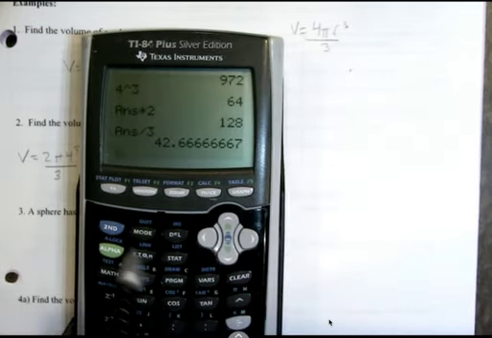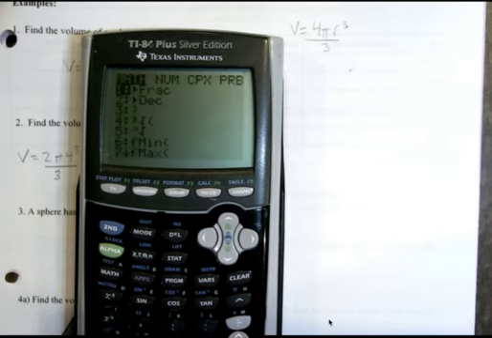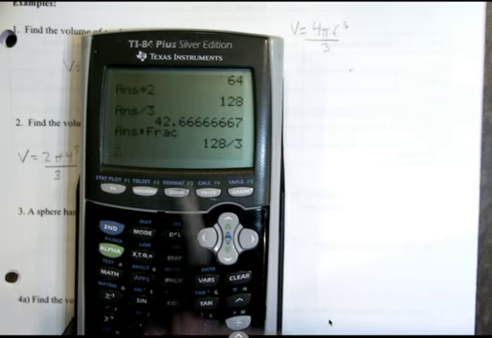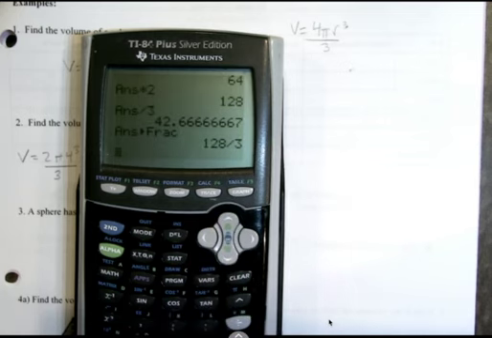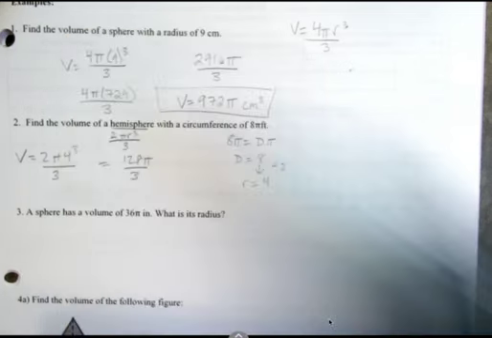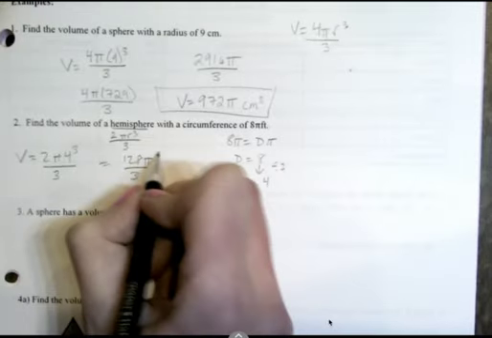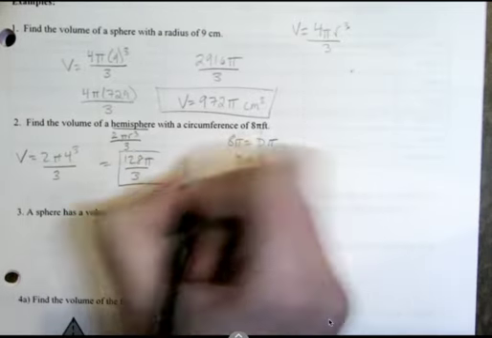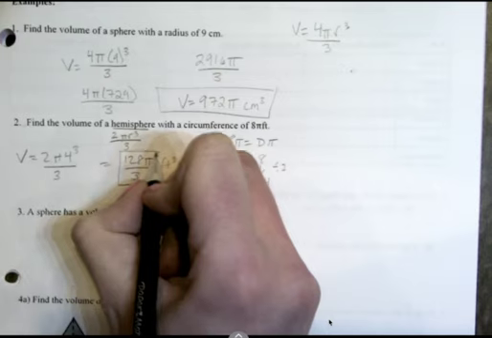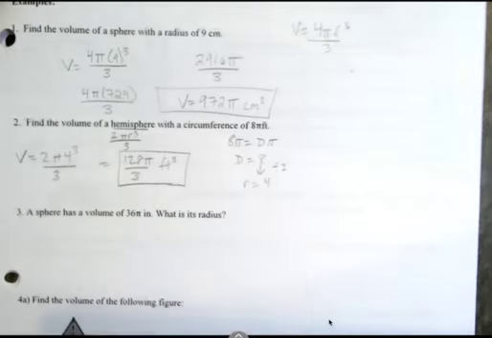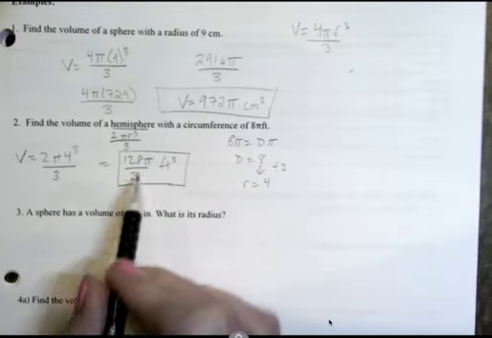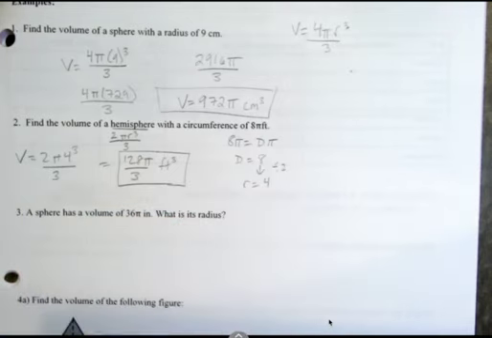On the TI-30s, you will do second PRB, second ABC. Here, I'm just going to do math fraction. So 128 over 3 is as simple as I can make it. I'm going to leave it like this, and this is cubic feet. If it does not divide evenly by 3, we're going to leave it like this so that it's in terms of pi. We don't want to have a repeating decimal with pi as well.